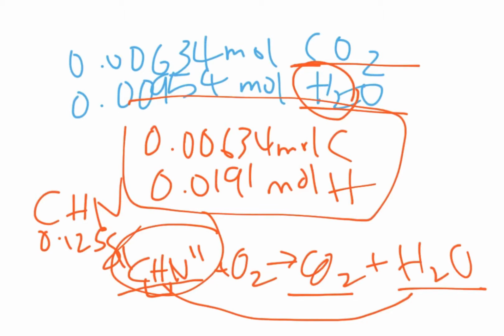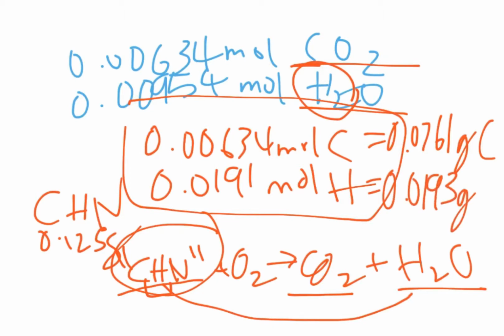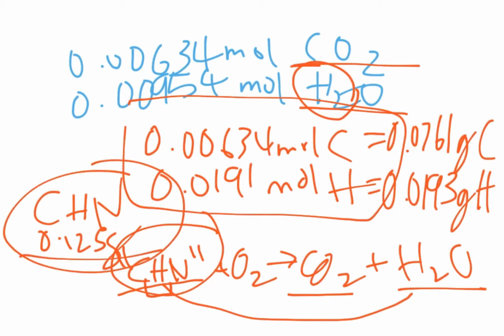The molar mass of C is 12.01, so 0.00634 times 12.01, we get 0.0761 grams of carbon, and 0.0191 times 1.01, we get 0.0193 grams of hydrogen. Now, we can find the grams of nitrogen by subtracting the mass of the C and the H from the compound's mass, 0.125, to get the leftover N.